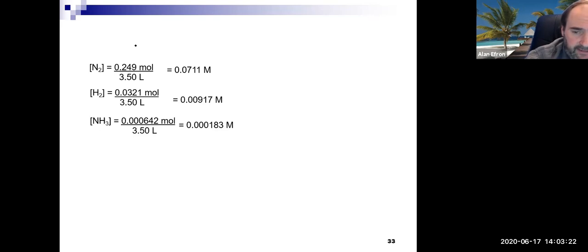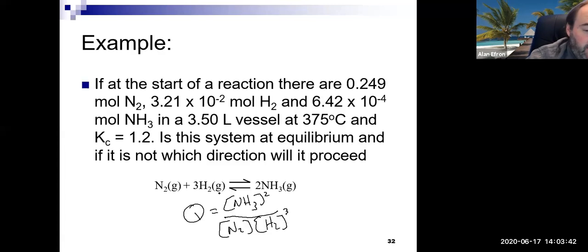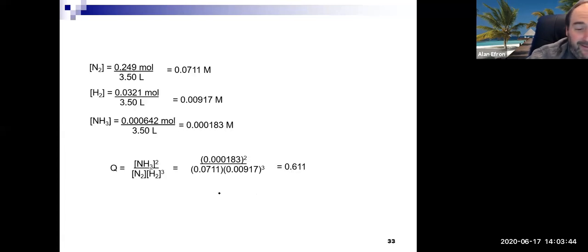And if we do that, it looks like we do get a Q value of 0.611. Now, when we do that, what we want to do is take that Q value and compare it to the K value that was given to us. And if we look in the problem there, because I'm old and I don't remember, it's 1.2 is the K value there. And that means that in this particular case, Q is less than the K value.